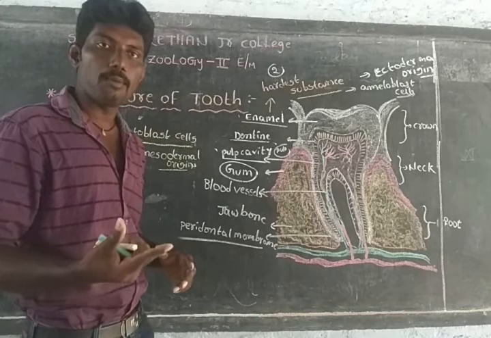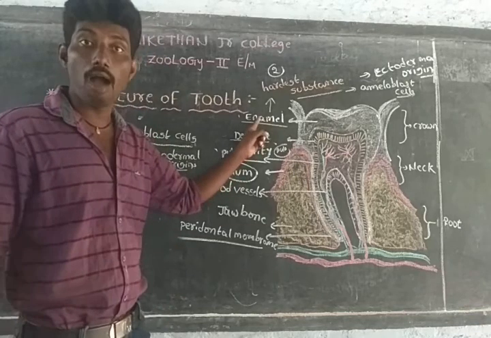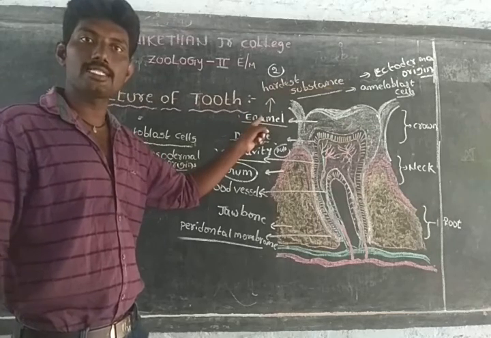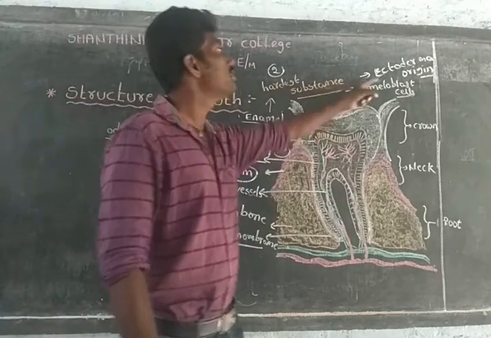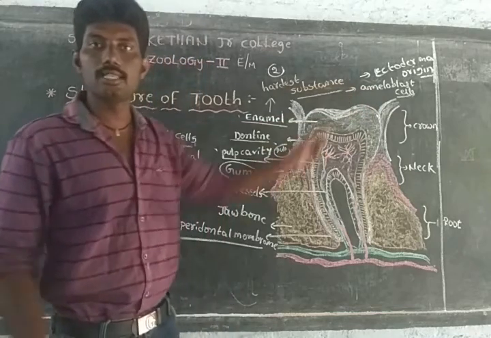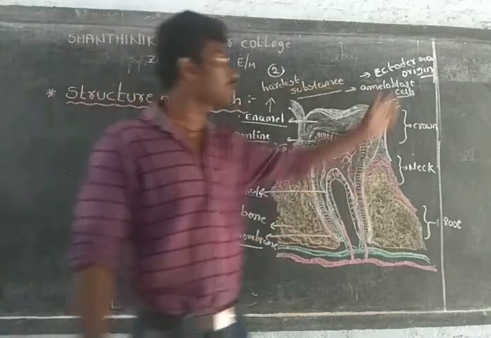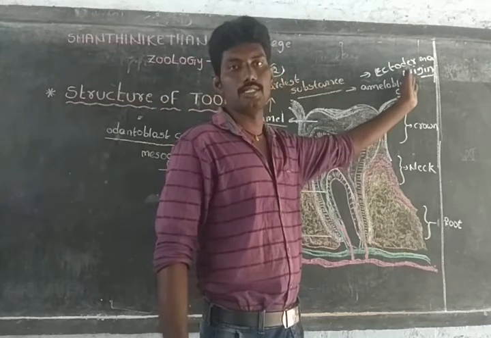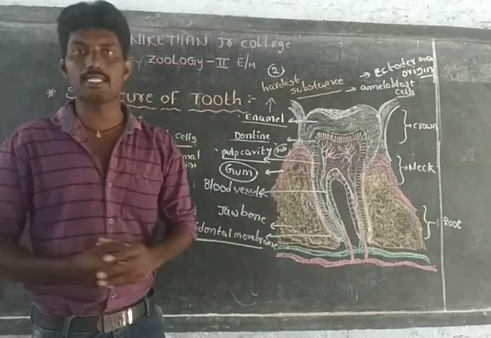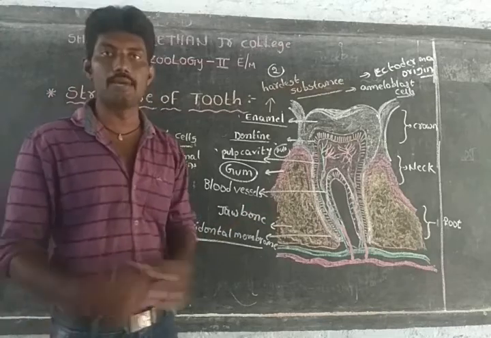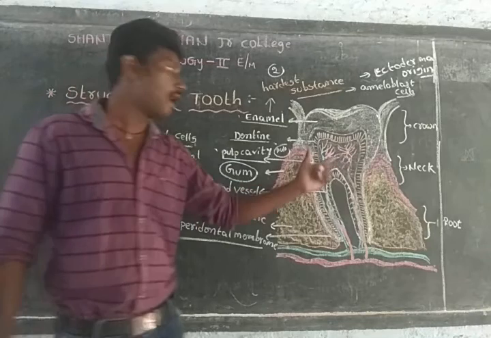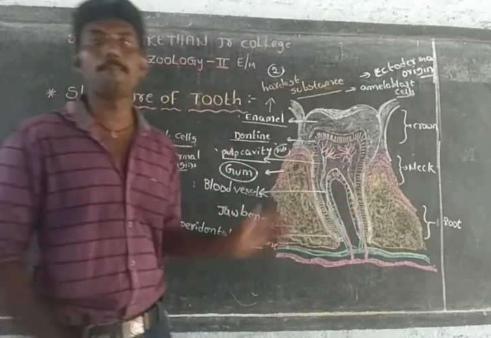The dentin is covered by enamel, the hardest substance in our body. The enamel is secreted by which cells? Ameloblast cells. They are derived from which organs? Ectodermal organs. In the inner part of the tooth there is a cavity called the pulp cavity, totally filled with pulp: odontoblasts, nerve cells, and blood vessels.